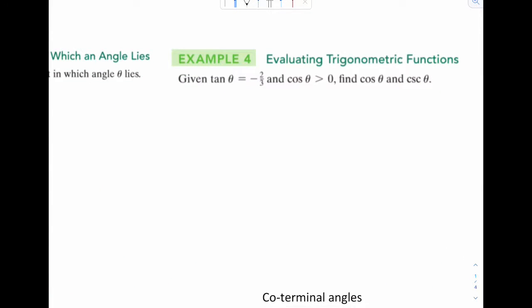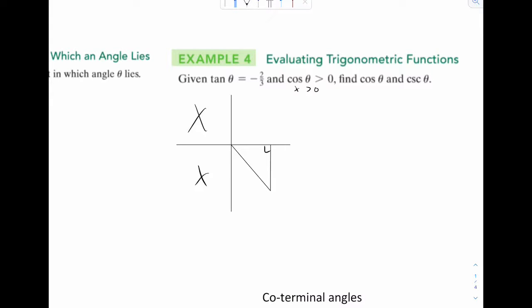Next one, given tan and cosine, find cosine theta and cosecant theta. So this is actually quite similar to the last question, except now it gives you actual numbers. So it says tan is negative, cosine's positive. So again, if cosine's positive, that means we don't want any of these because x is greater than 0. And if tan is negative, again, we must be in quadrant 4. So draw a triangle in quadrant 4 like so.